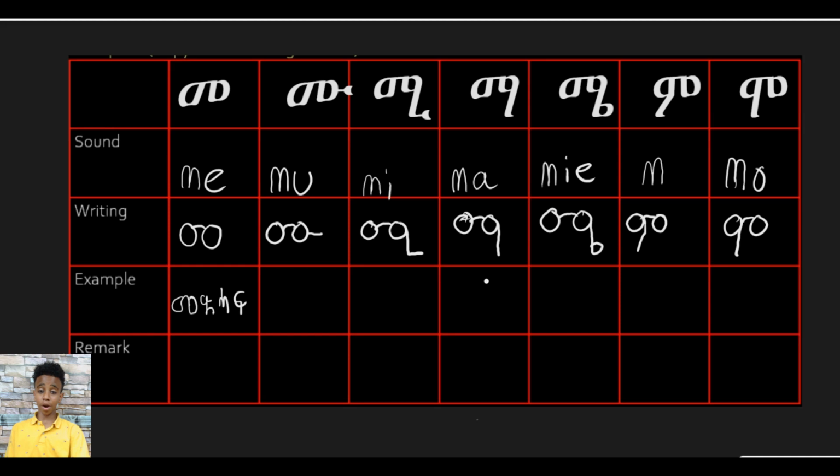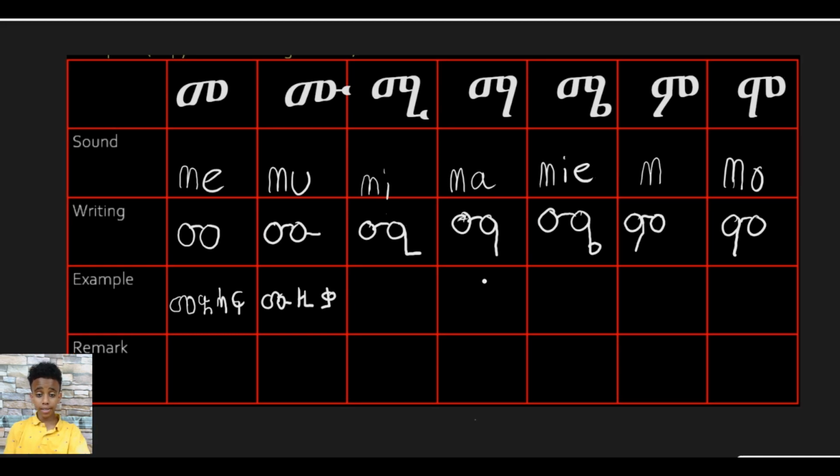It's now time for our second letter. Our second letter is letter mu. And an example for the letter mu is Muzika. Muzika in Tigrinya means music in English.